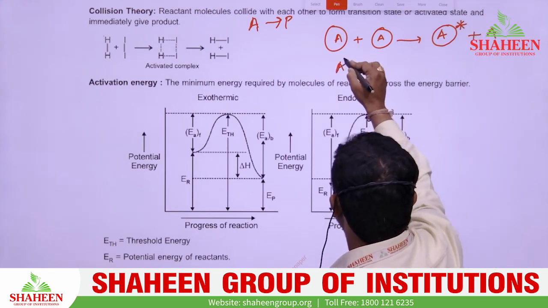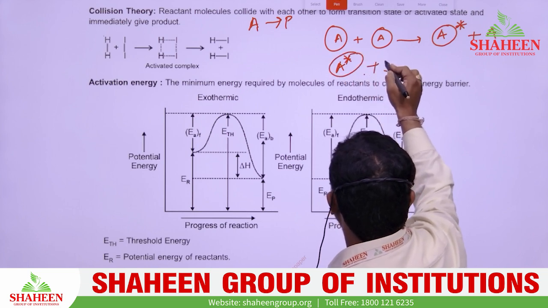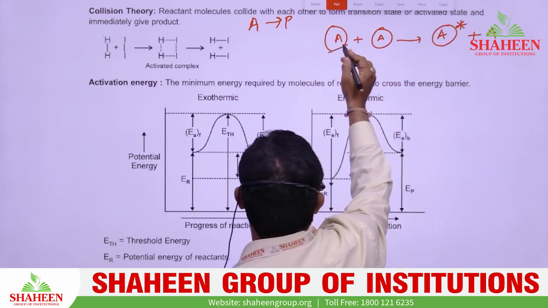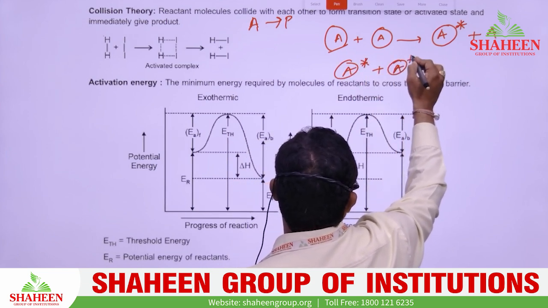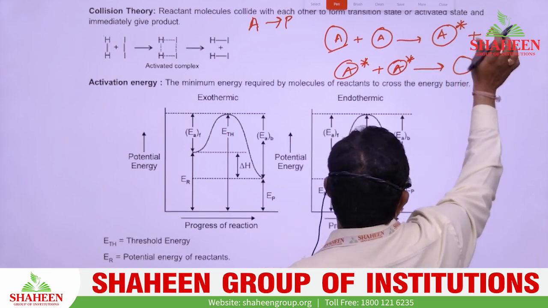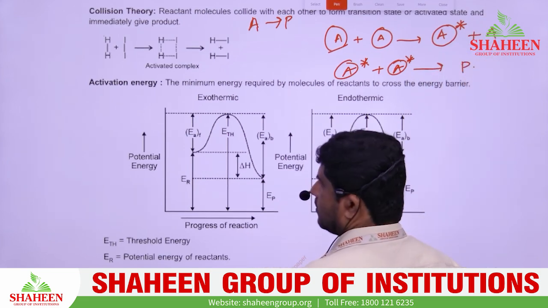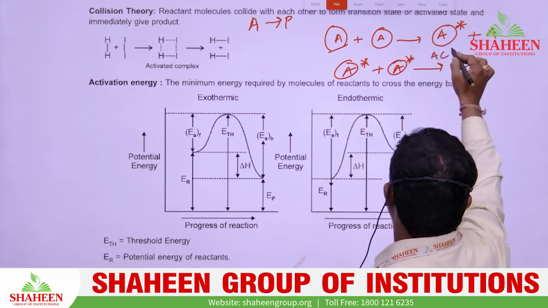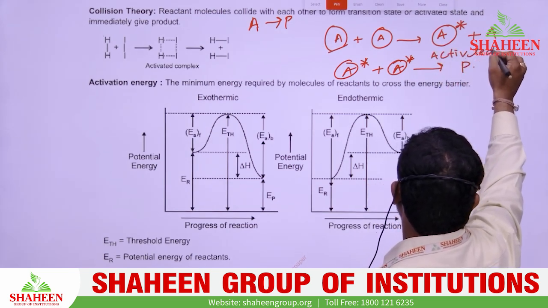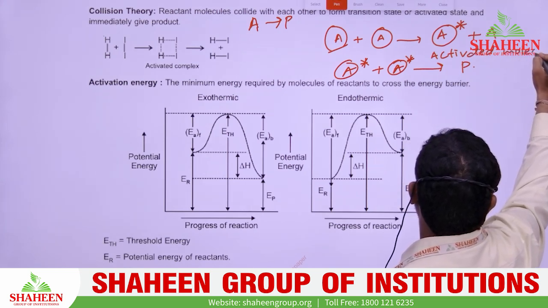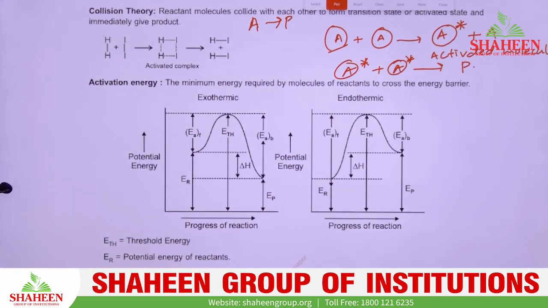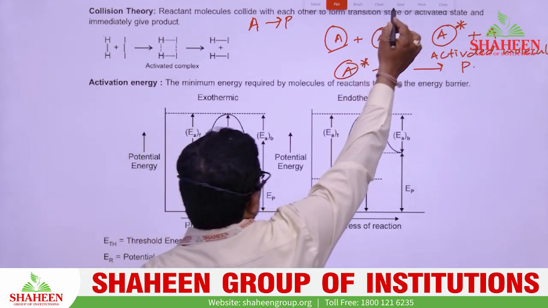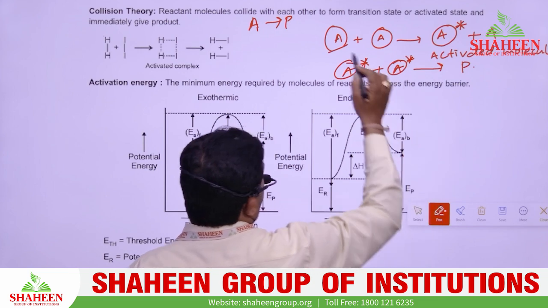When these activated molecules collide with each other, they are converted into product. The activated molecule is converted into product. So reactant molecules are assumed to be hard spheres, and here a transition state is formed in the reaction.